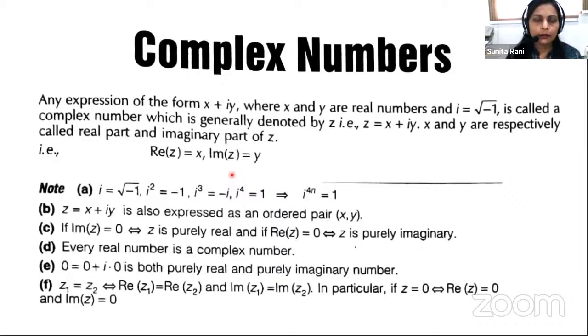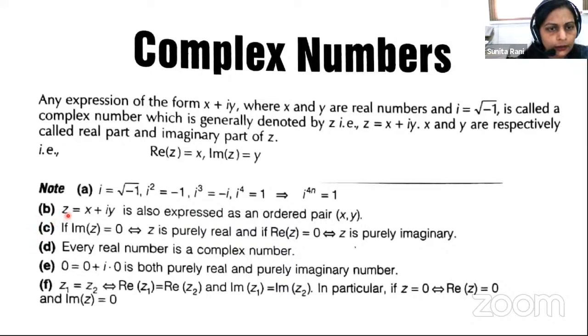So we can say that a number of the form x plus iota y is said to be a complex number. There are some basic terms we know very well, and I am repeating here. What is iota? Iota square is minus 1, or we can write iota is equal to root minus 1. Similarly, we can find iota cube, iota 4, and so on. And from this, we see that iota power 4n is equal to 1.